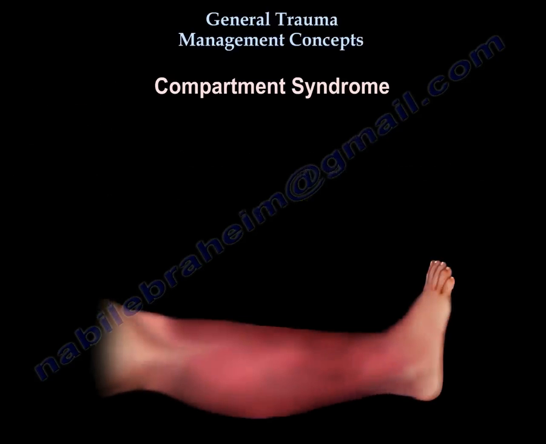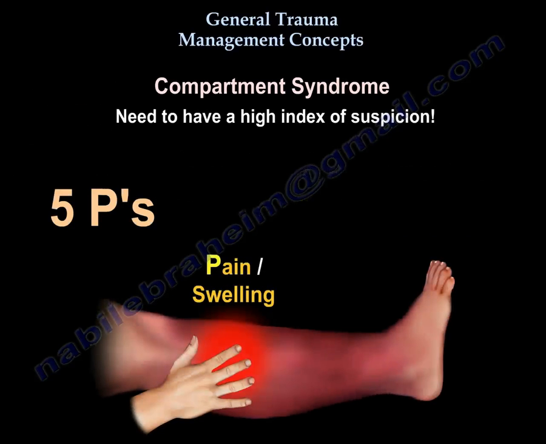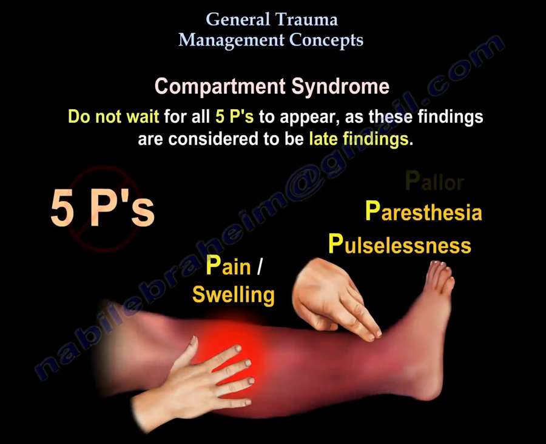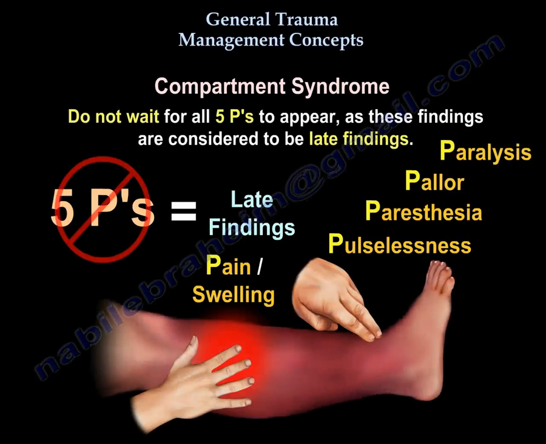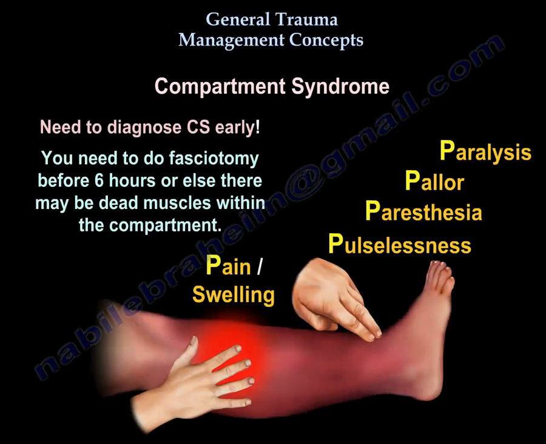You got to have high index of suspicion. Don't wait for the 5 Ps. The 5 Ps indicate well-established compartment syndrome. You need to diagnose the compartment syndrome early because you need to do the fasciotomy before 6 hours. Otherwise, you may have dead muscles.